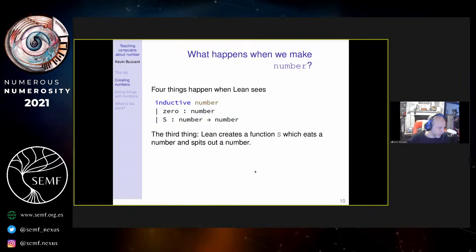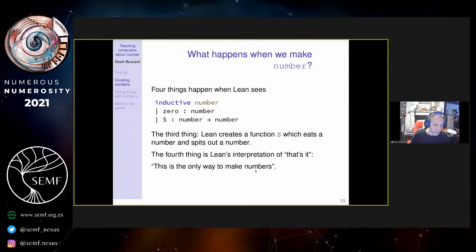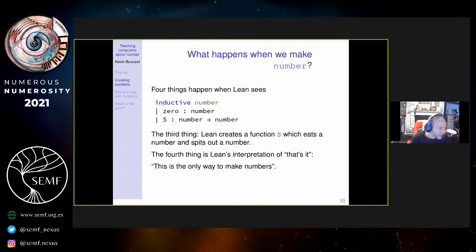And then the fourth thing, which is in some sense the most subtle thing, is Lean's interpretation of the fact that the definition has now ended. The fourth thing is Lean's interpretation of what that means. What happens when Lean realizes we've now gone on to something else? When I typed check zero and def one, when I started doing other things, Lean realized that the definition of number had ended. And so Lean has to have some kind of internal way of understanding that this is the only way we have to make numbers. And that's the fourth thing that appears in Lean's system as an undefined constant. That's the fourth thing that appears when we finish our definition.